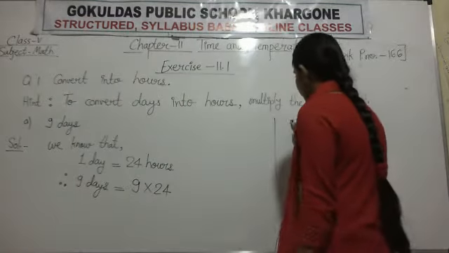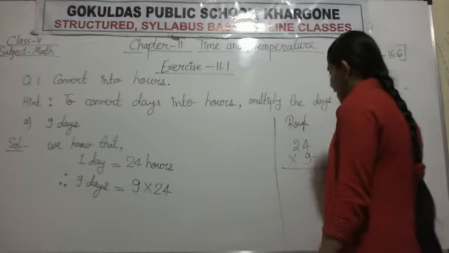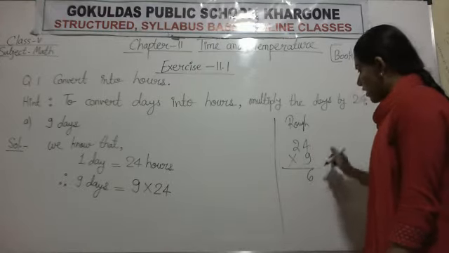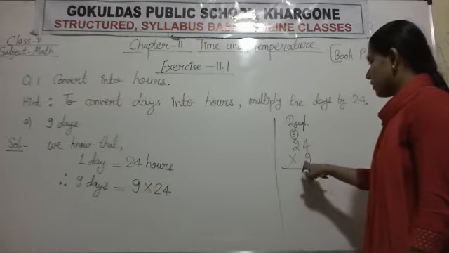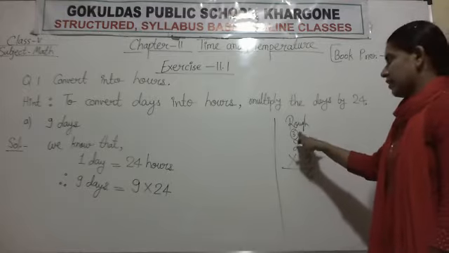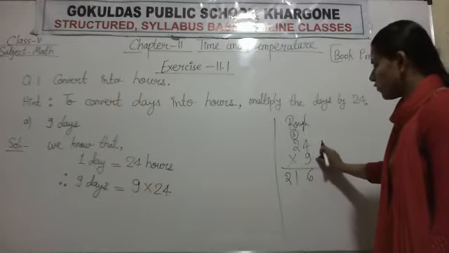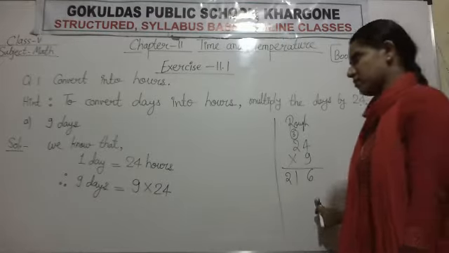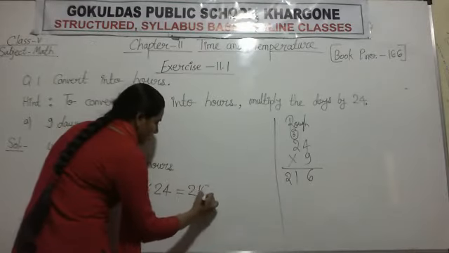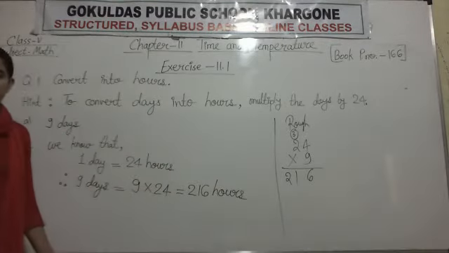In rough work, arrange both the numbers column wise and multiply them. 9 fours are 36, so 6 we write in the ones column and 3 carry forward. Now multiply 9 with 2. 9 twos are 18, 18 plus 3 is 21. So when we multiply 24 with 9, our result is 216. So our result is 216 hours.